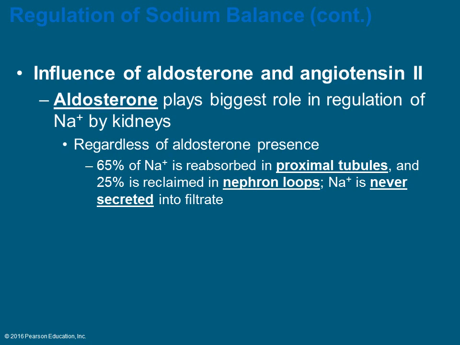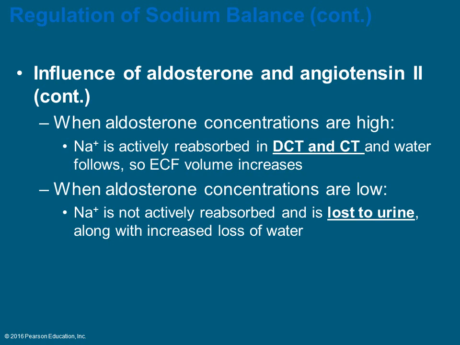So remember, filtration occurred in the glomerulus, so it was drawn out of the blood. About 65% of it gets reabsorbed initially in that proximal tubule, and then about 25% in the nephron loop, that loop of Henle. Sodium is not going to be secreted at this point into the filtrate. When aldosterone concentrations are high, then the sodium is going to be reabsorbed in the distal convoluted tubule as well as the collecting tubules. Water is going to follow sodium, as I said a bit ago.